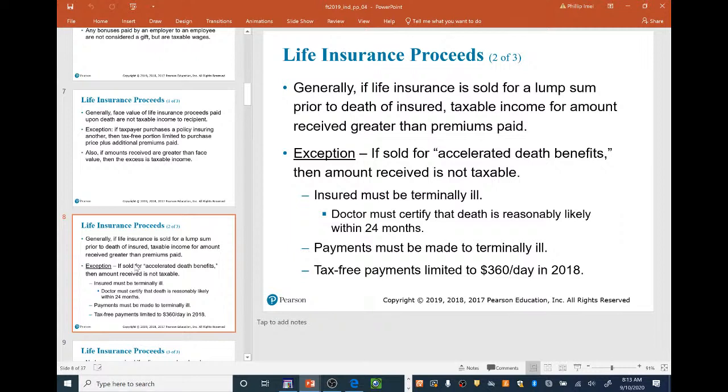In this case, the insured must be terminally ill, and the doctor must certify that death is reasonably likely within 2 years. Payments must be made to the terminally ill, and the tax-free payments are going to be limited to $360 a day. And this was the figure in 2018.